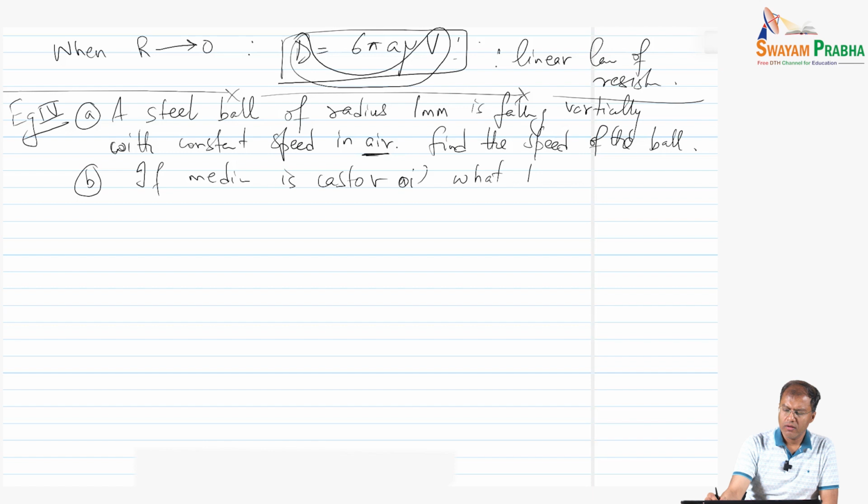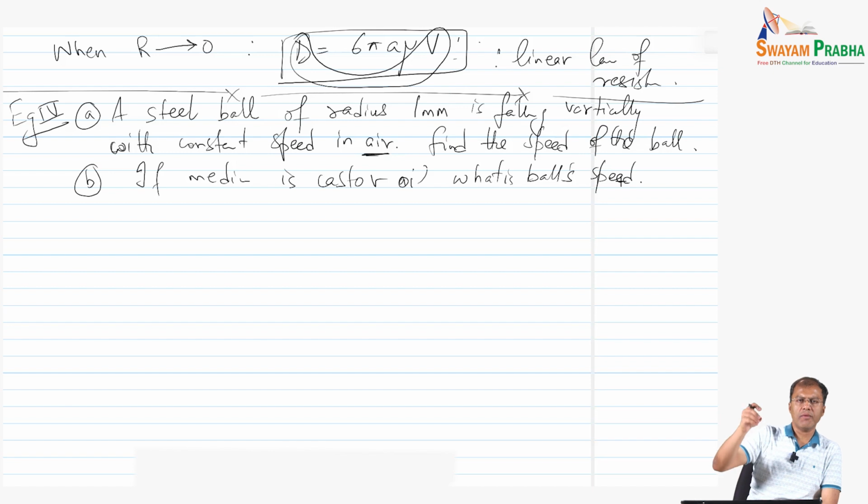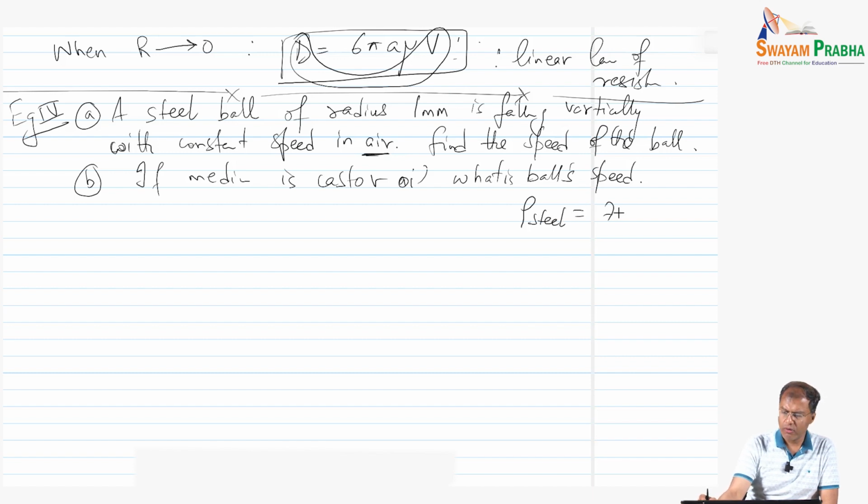What is the ball's speed? Okay. Now the intuition tells us in the presence of a thicker medium, the ball is going to travel slower. Let us see what the solution tells us. Before that, I just want to highlight that the density of the steel ball is 7800 kg per meter cube. So this is something we will use.